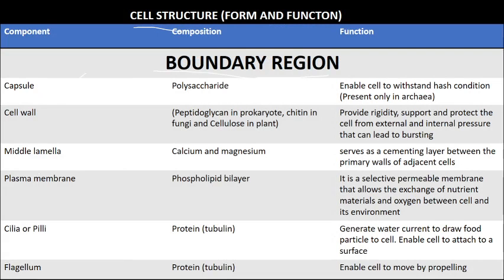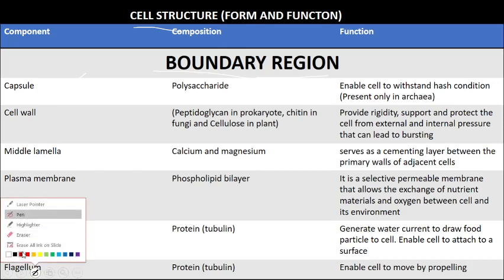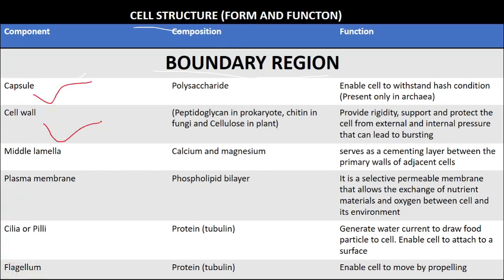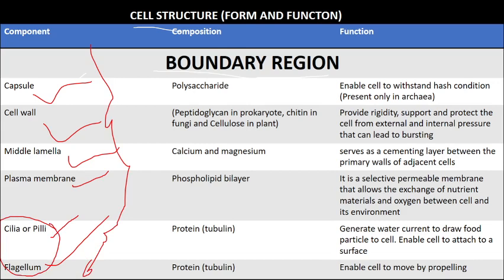Number one, you will see the cell capsule. You will see the cell wall, middle lamella, plasma membrane, cilia or pili, as well as flagellum. All of these are the peripheral structures of the cell. Although these two here come from the plasma membrane, they extend out to the outer part of the cell. All you need to know is the composition as well as the function.